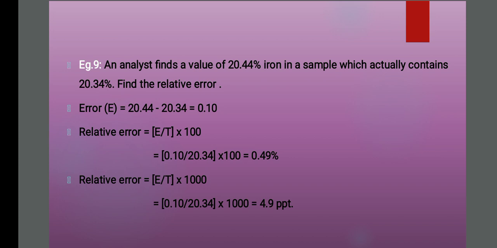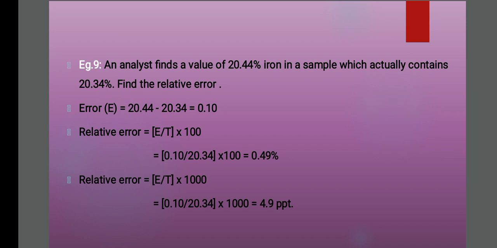percent. And if it is expressed in PPT, you multiply by 1000. You find E by T, where E is the absolute error divided by the true value, 20.34, into 1000, and the value will be 4.9 ppt. Is it clear? I'll repeat the problem once again.